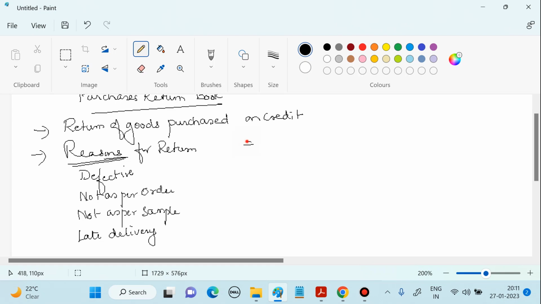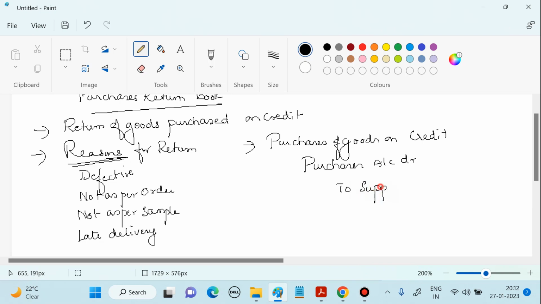Now, an important point that you have to know is, when you purchase goods on credit, what is the journal entry that you pass? We debit the purchases account and what do we credit? Creditor. Supplier or the creditor account.